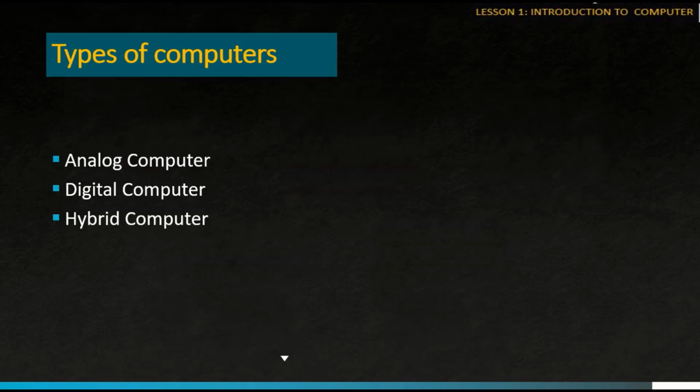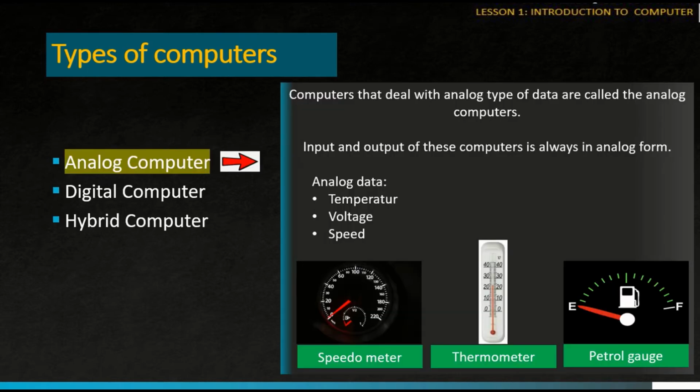Now we will learn computer categories. Based on the type of input and output, computers fall into three categories. These categories are analog computer, digital computer, and hybrid computer. Let's study them one by one. Computers that deal with analog type of data are called the analog computers. Input and output of these computers is always in analog form.